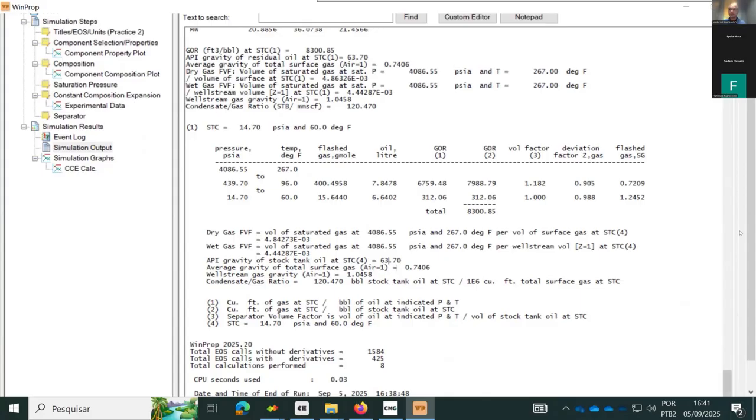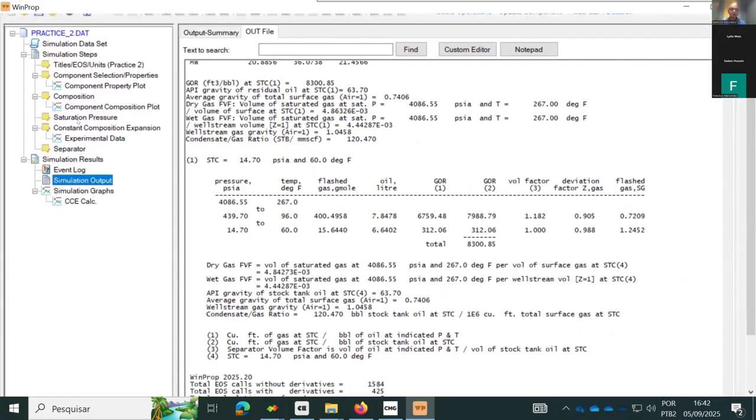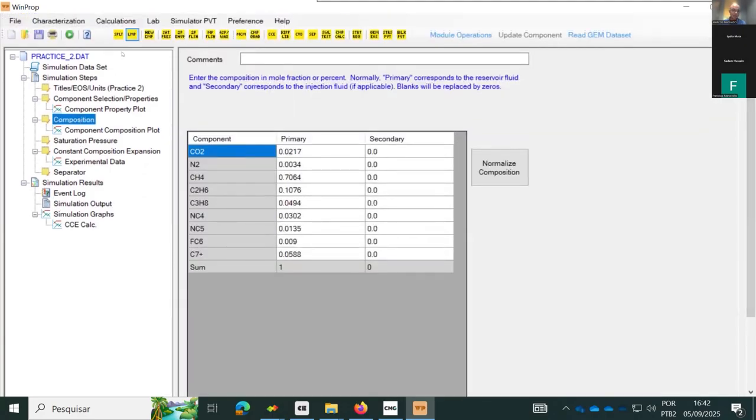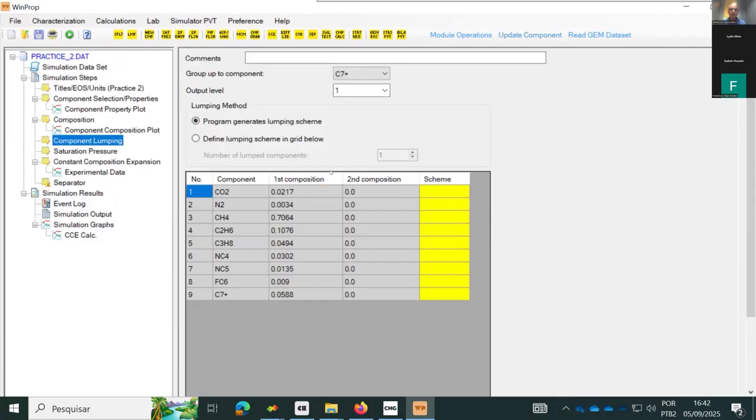But before doing the regression, I want to do one step first. I want to do the lumping. Okay, to do the lumping, you can click on composition. There is a button here, the component lumping. You can click here. And here you can set your lumping scheme. You can define your lumping scheme.